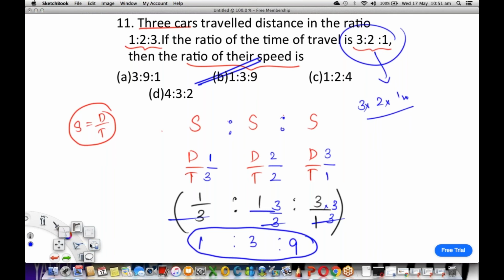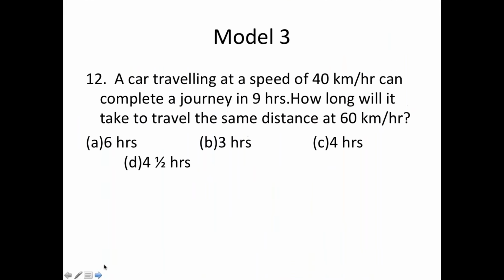Just try for this. That's the ratio models. If you find questions on ratios, use that kind of approach and proceed with the question. Look at the model 3 question. A car traveling at a speed of 40 kilometers per hour can complete a journey in 9 hours. How long will it take to travel the same distance at 60 kilometers per hour? That's the question.